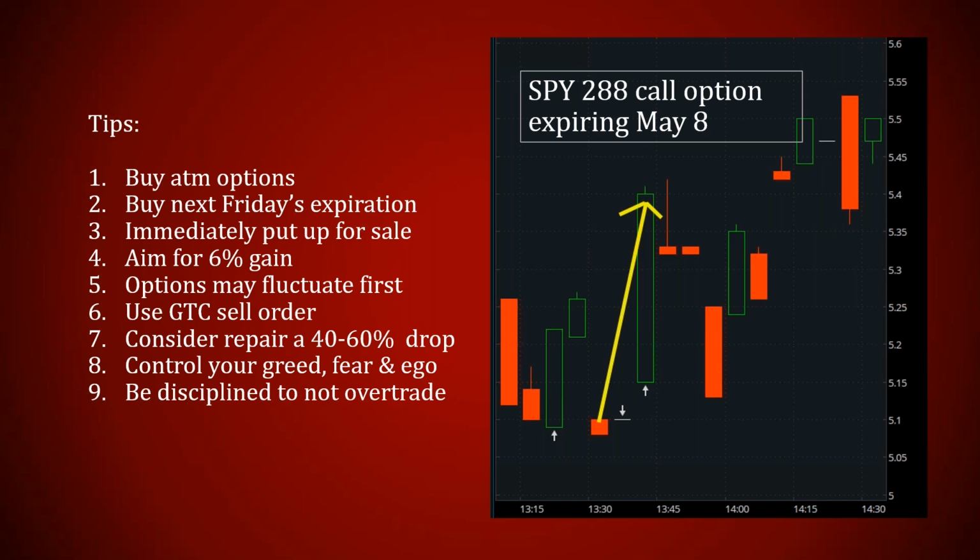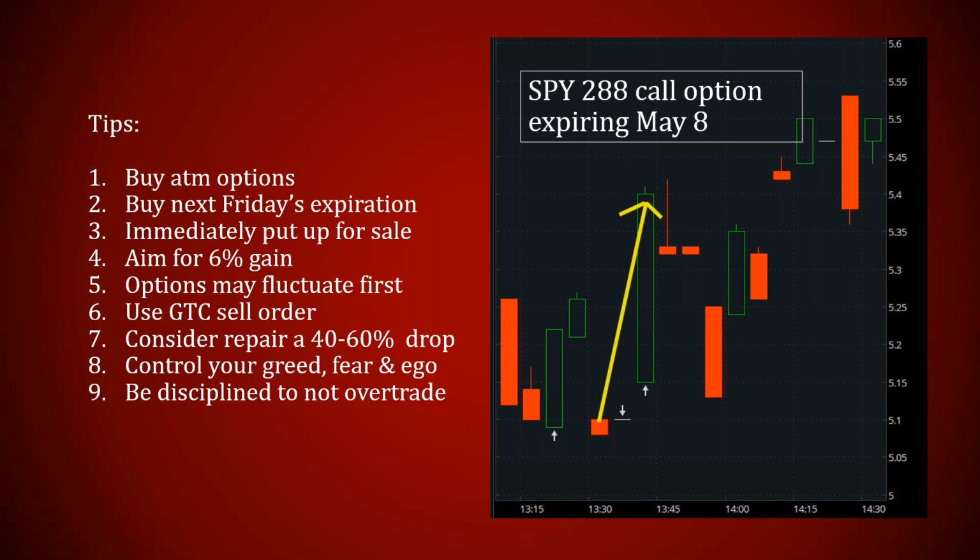Number 4, aim for a modest 6% gain. If you can make more, great, but don't hold out for the moon. Just go in. You can always go back in again. You can go in many, many times in a day. Options are going to fluctuate. They may actually fluctuate against you first. That's what they do. They go up and they go down.